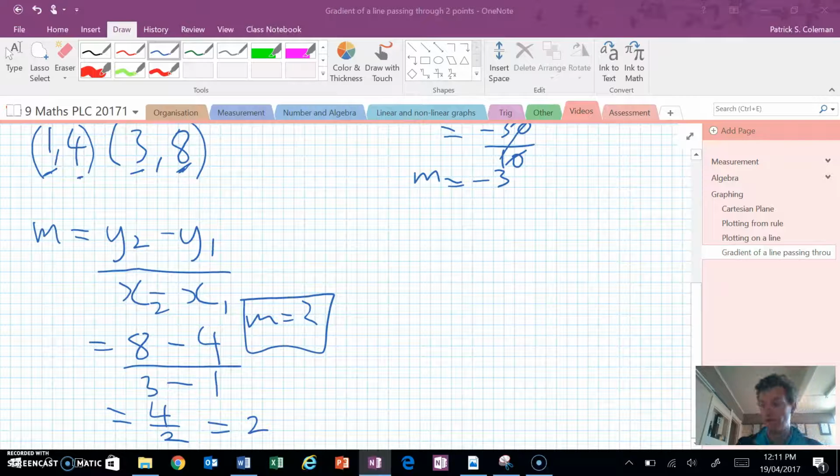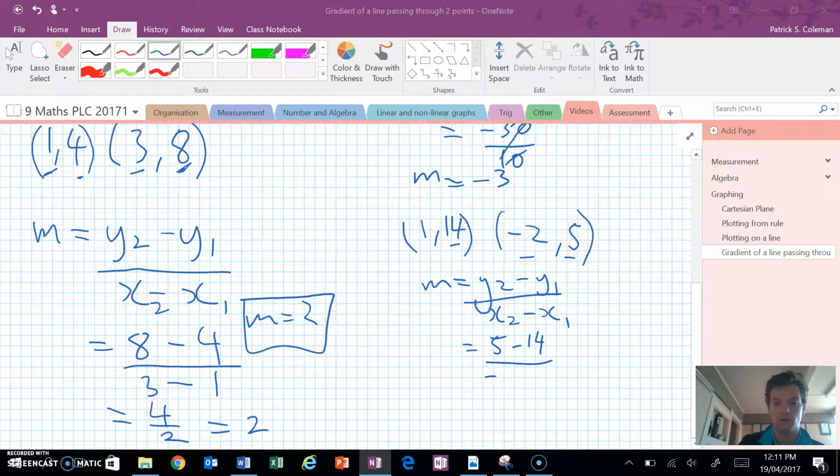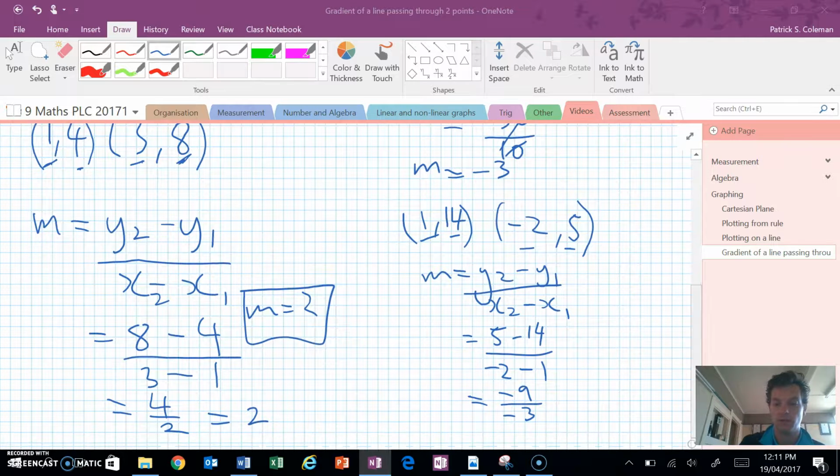Let's just do one more for a bit of practice. So we use the points 1 and 14, and negative 2 and 5. Same scenario, we write the equation. Our y2 value is 5 minus our y1 value, which is 14, over our x2 value of negative 2 minus our x1 value of 1. 5 minus 14 is negative 9, negative 2 minus 1 is negative 3, which gives us the answer, the gradient of m equal to 3.